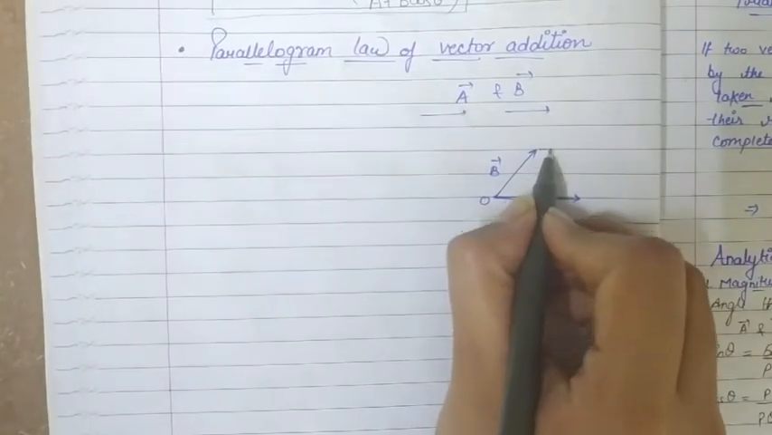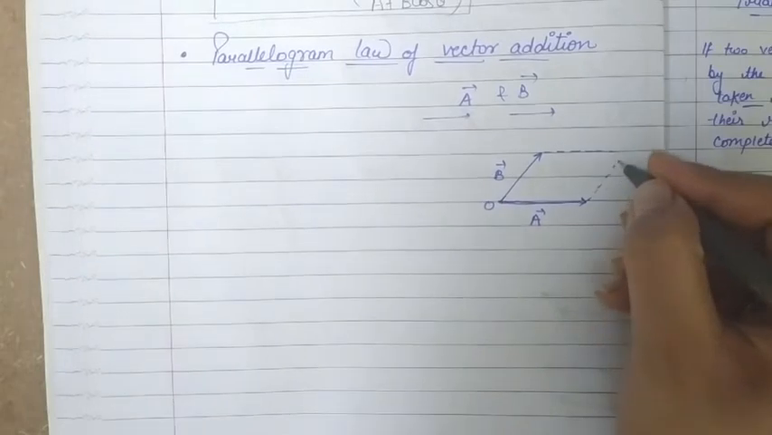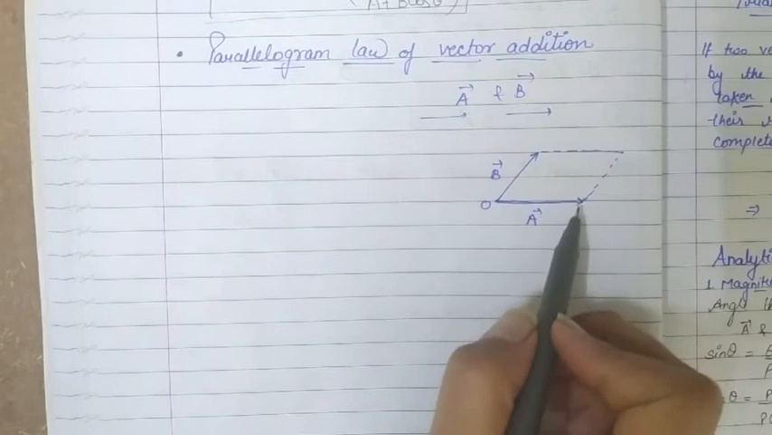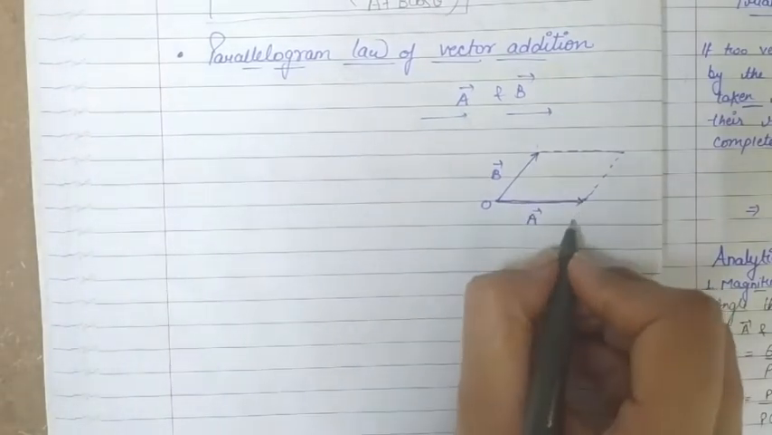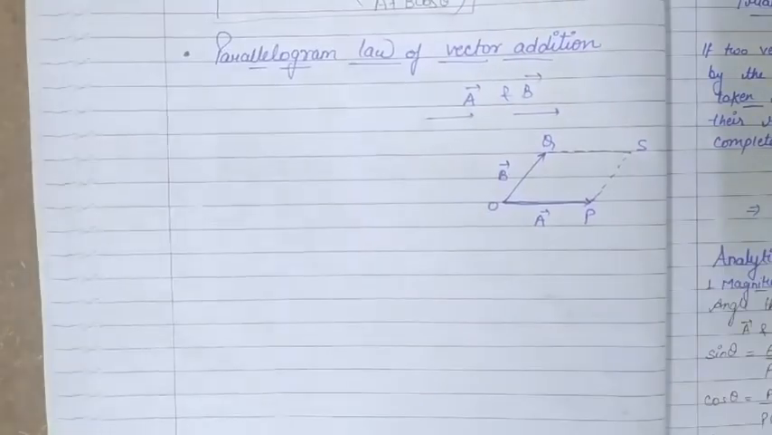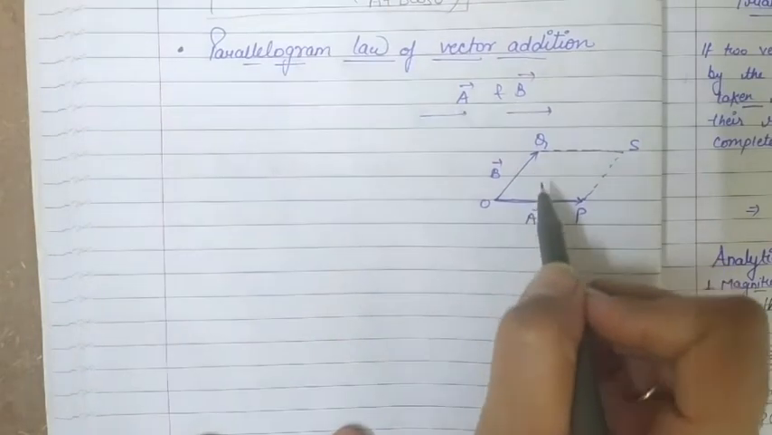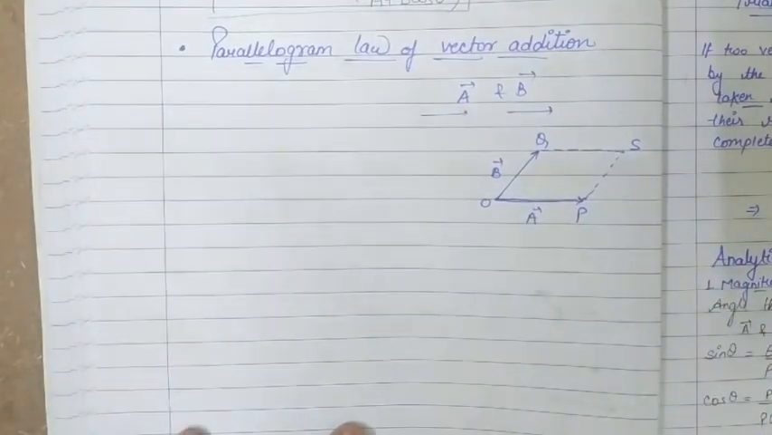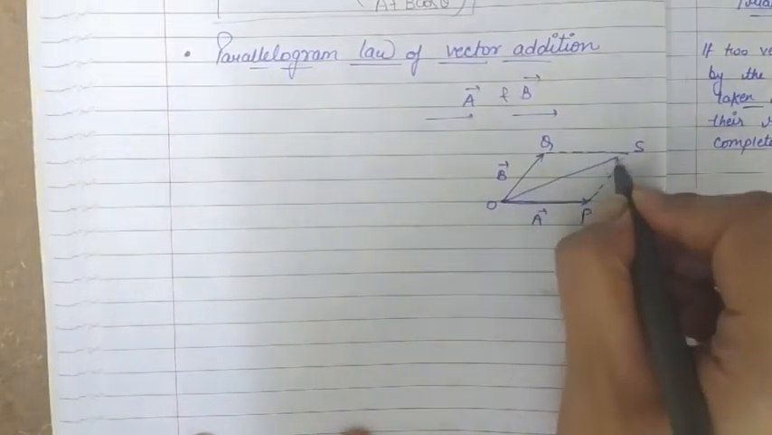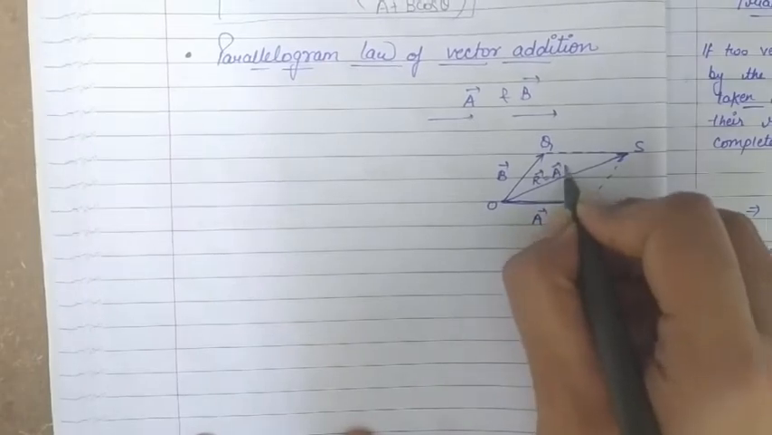If we form a parallelogram here, then for the diagonal we have two possibilities. One is from O and one is from this point. If we name it as O, P, Q and S, then there are two possible diagonals, that is OS and PQ. So the diagonal which gives us the required resultant is the OS vector. Okay, this is R vector is equal to A vector plus B vector.